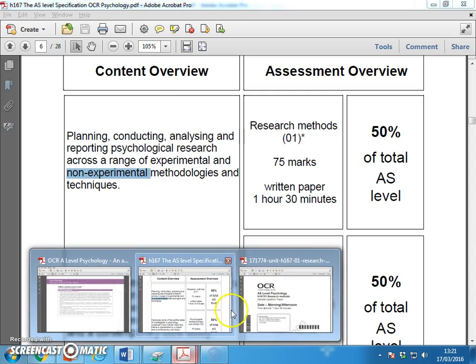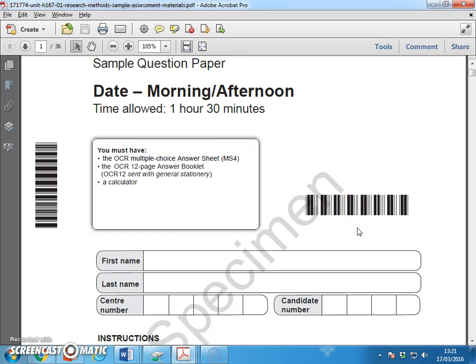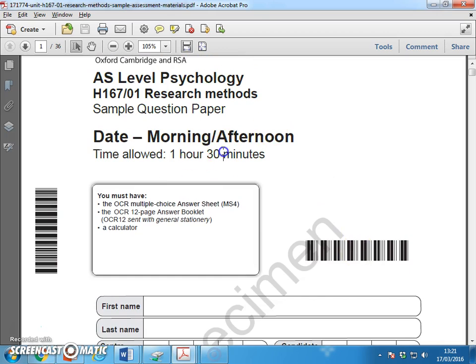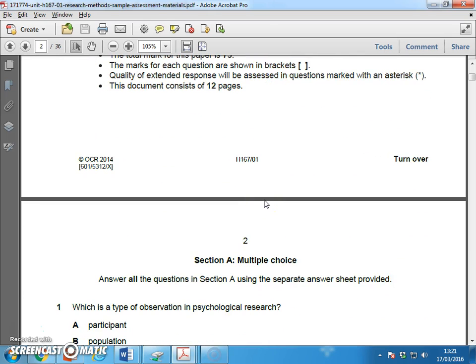Okay, let's have a look at the paper then. How does it look? You've got an hour and a half. It's more than a minute a mark because there's only 17 marks and there's 90 minutes. So here we go. You have to do 3 sections.